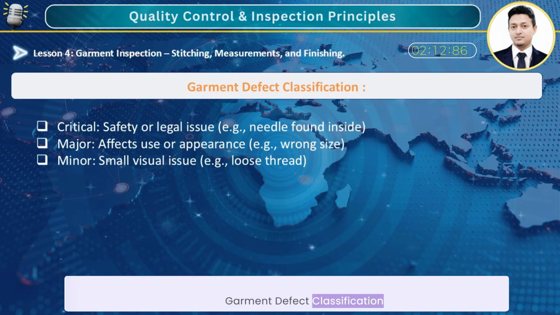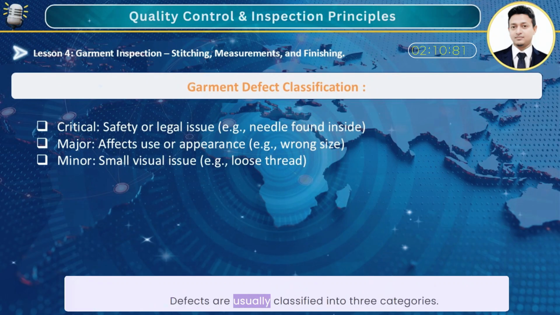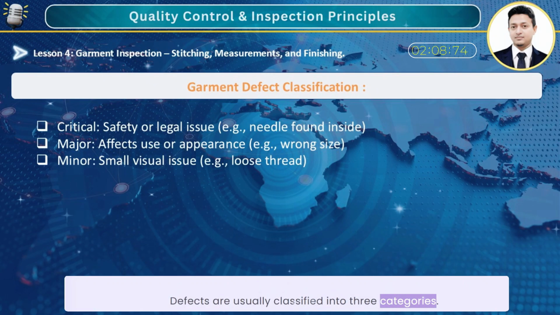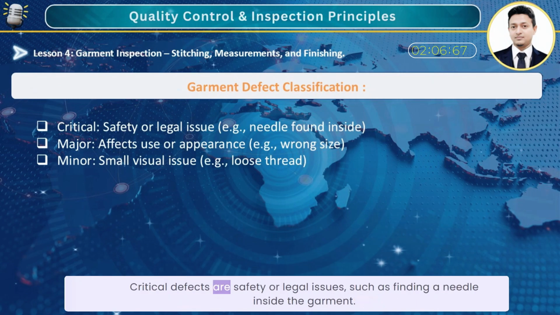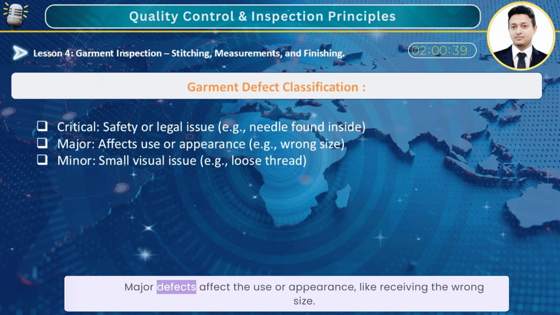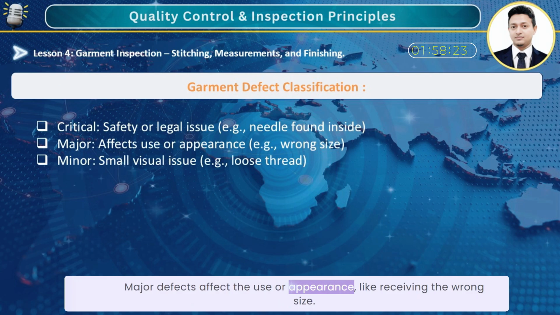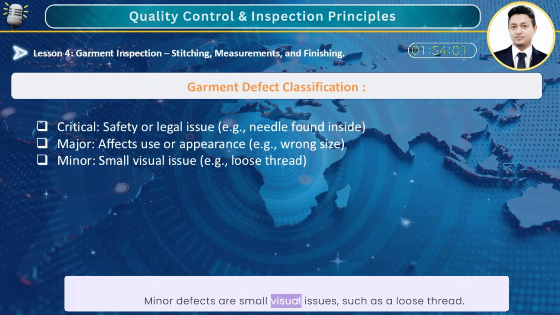Garment defect classification. Defects are usually classified into 3 categories. Critical defects are safety or legal issues, such as finding a needle inside the garment. Major defects affect the use or appearance, like receiving the wrong size. Minor defects are small visual issues, such as a loose thread.